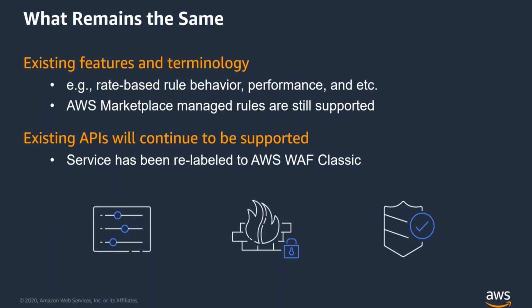So with all these changes, what remains the same? Existing features and terminology such as rate-based rule behavior and the WAF's performance have not been altered and they remain the same. In addition, AWS Marketplace Managed Rules are still supported and we are still onboarding more vendors as we speak. The existing APIs will continue to be supported as well, except the service has been relabeled as WAF Classic. However, we strongly urge customers to migrate to the new AWS WAF, as all new features will be on the new API only.